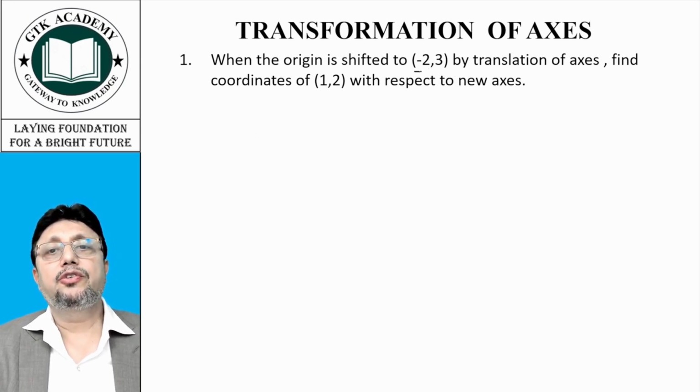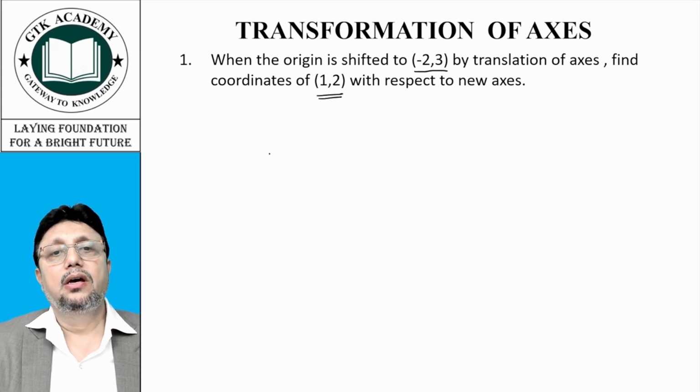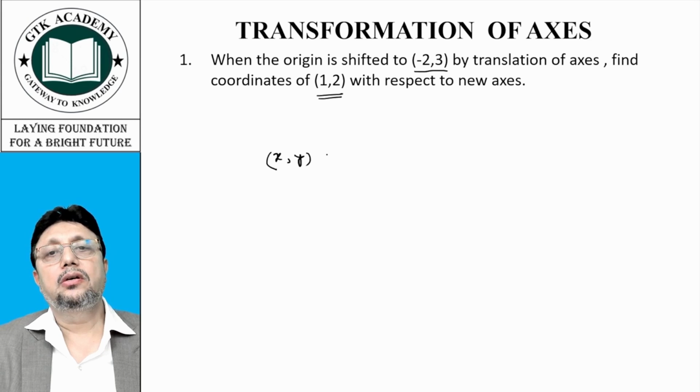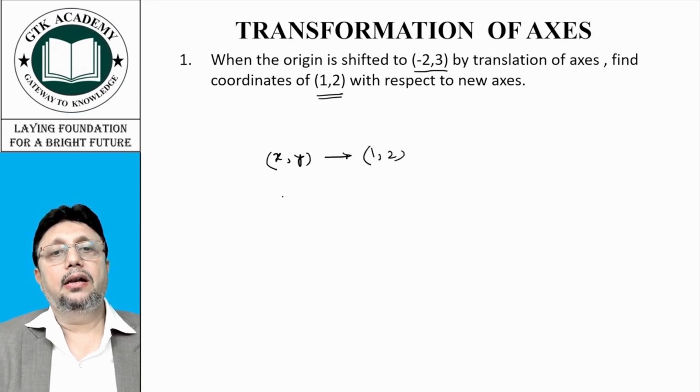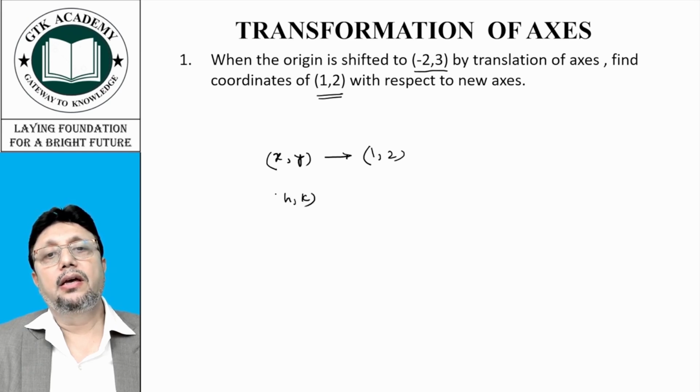When the origin is shifted to this -2, 3, find the coordinates of 1, 2 with respect to the new axis. Now what is 1, 2? 1, 2 is x, y, means old coordinates. This is 1 and 2, and origin is shifted to -2, 3. It means h and k are minus 2 and 3. So he is asking x dash and y dash.